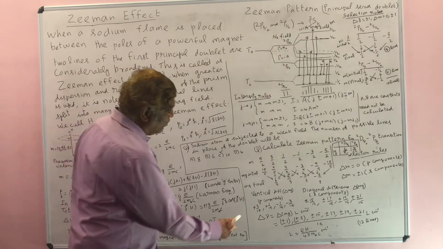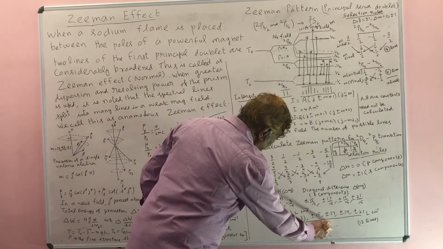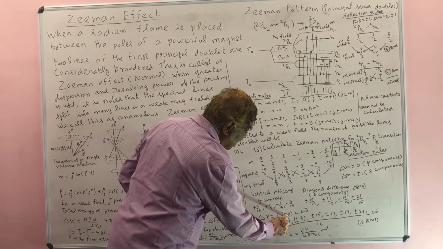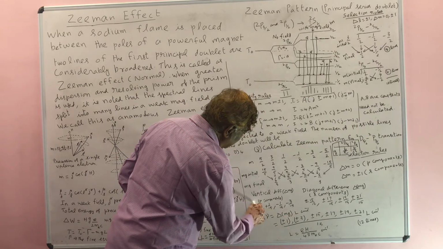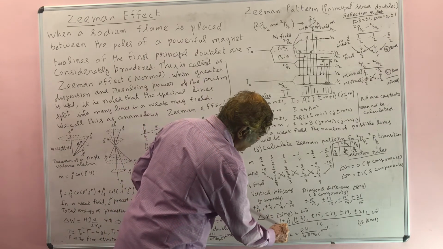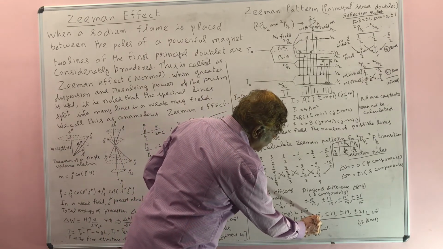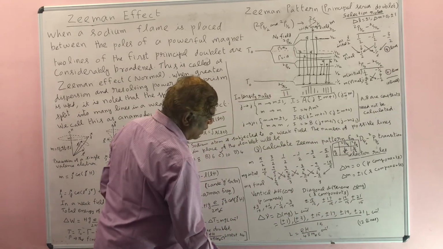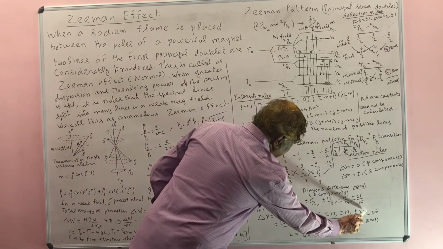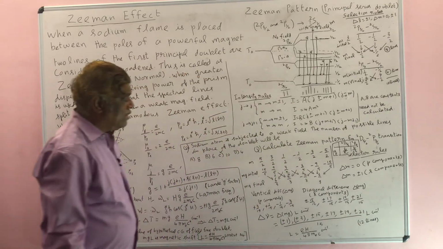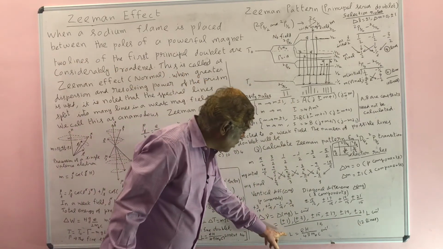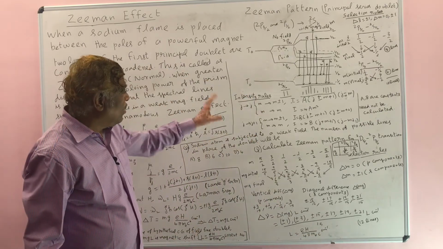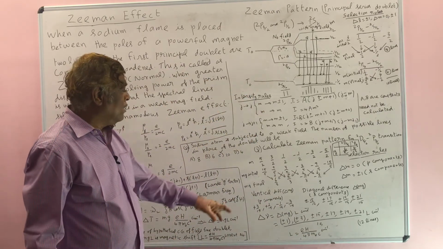Since 15 is a common factor, you can write it in a single expression. The change in mg is plus or minus 1, plus or minus 3, plus or minus 15, plus or minus 17, plus or minus 19, plus or minus 21, divided by 15, into L, in centimeters inverse. L is called the normal Lorentz unit: eH by 4 pi m e c in centimeters inverse. So the frequency of each line can be written.